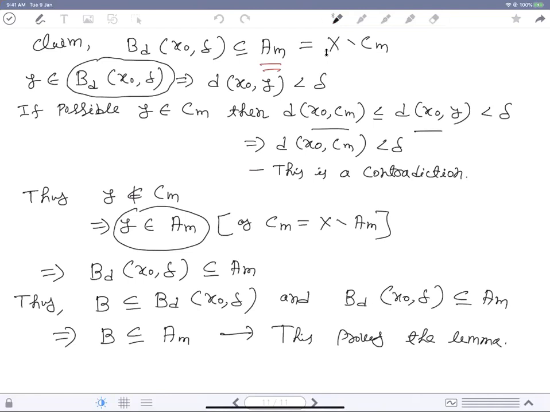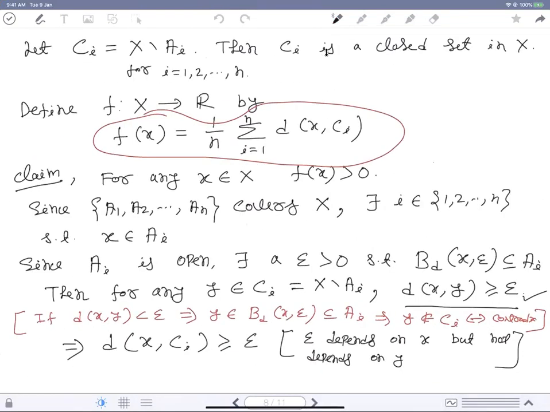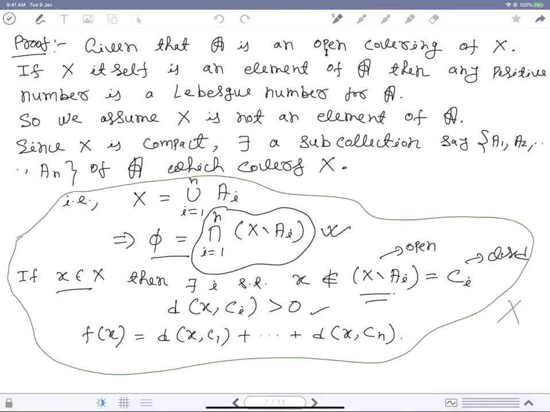Fine. Actually, the proof of this lemma is not the difficult one. So what was the main tricky part? The main tricky part is the choosing of this function. Again, if you look closely, this is also not a tricky one, because this comes from this. We have explained this, right? So X is the union of these, therefore this intersection will be empty. So if we choose any x, then we always have some Ci such that the distance is positive. So we can define f(x) equal to the summation of that.